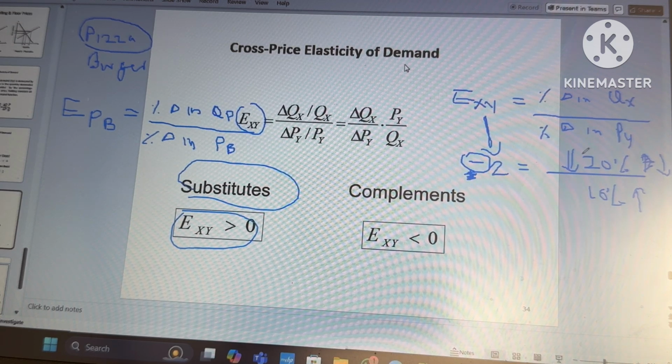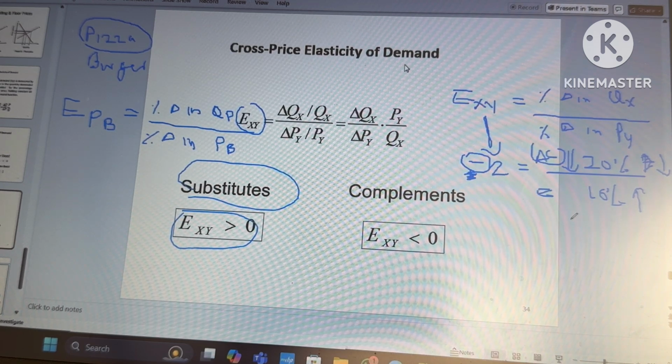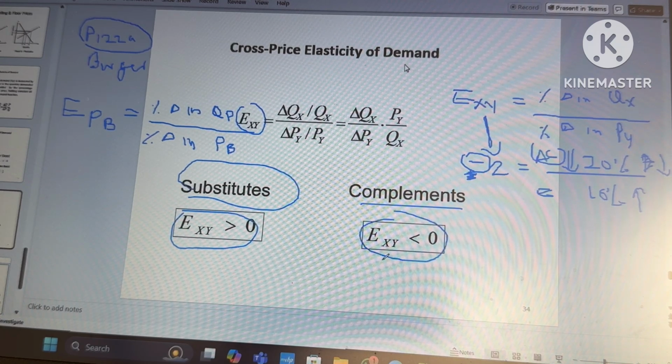A negative relationship. For example, air conditioner demand and electricity. If the electricity price goes up by 10%, air conditioner demand will come down by 20%. So what kind of relationship is between the air conditioner and electricity? Substitute? No, sir. Complementary. For complementary products, you will get a negative answer for the cross price elasticity. Understood? Yes. Okay, thank you.